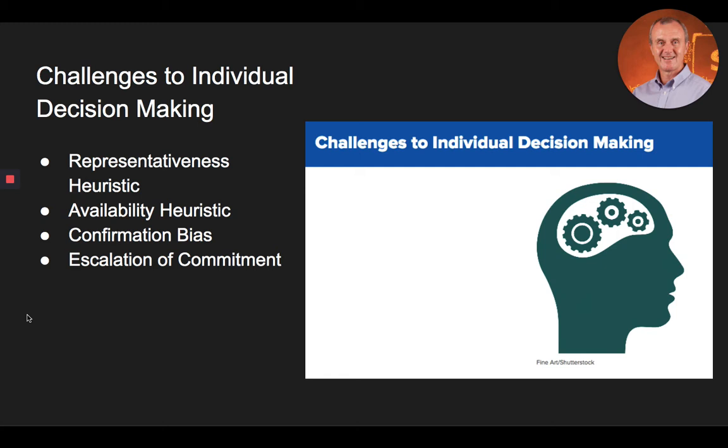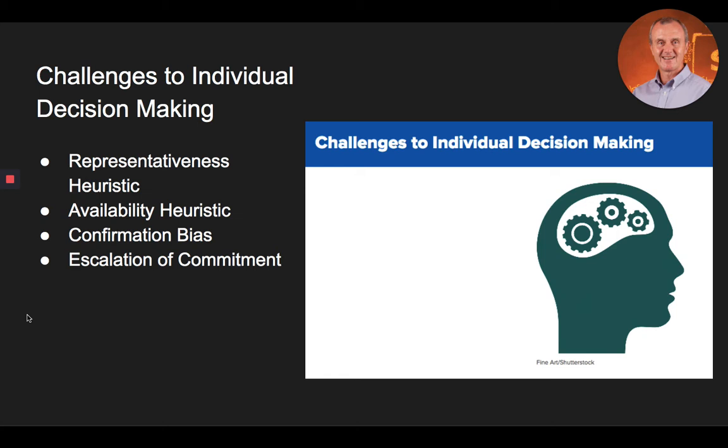Confirmation bias occurs as a result of the tendency to seek, interpret, and recollect information in a way that supports the decision maker's position or preferences. And finally, escalation of commitment refers to a decision to maintain or increase commitment to a project or decision, despite clear evidence the project or decision has failed.